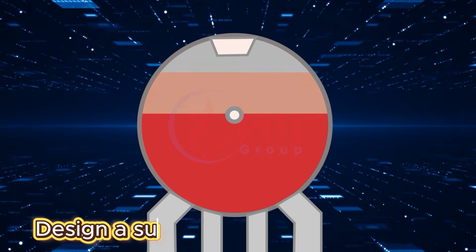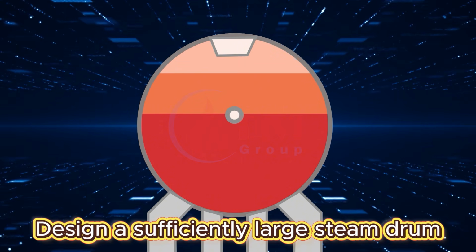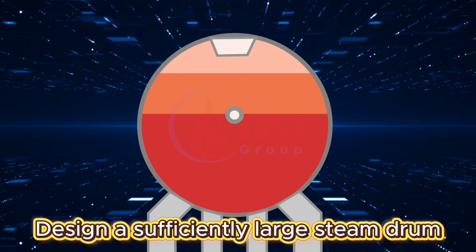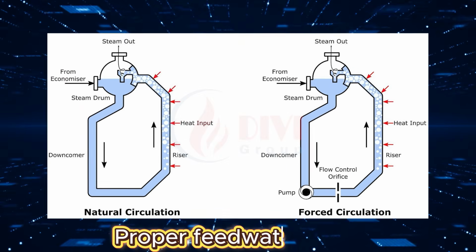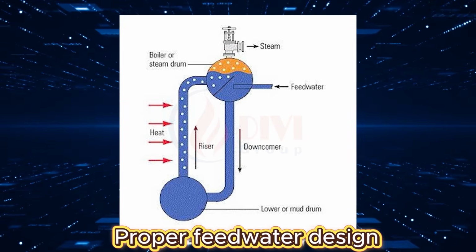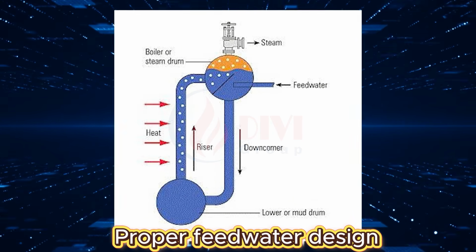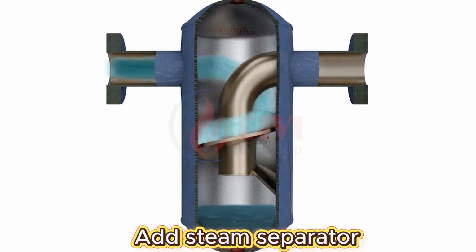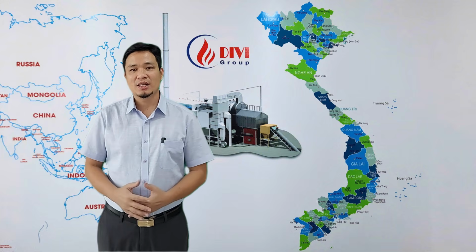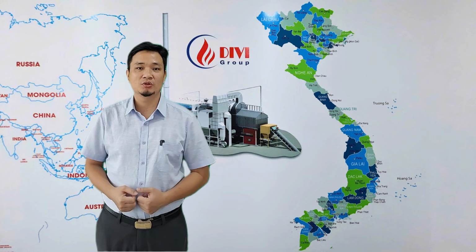Solution 1, design a sufficiently large steam drum. Ensure the drum can form all 3 distinct zones: boiling, steam water separation, and dry saturated steam. Solution 2, proper feedwater design. Make sure the feedwater does not cut across the rising steam flow, maintaining separation between water and steam. Solution 3, install a steam separator at the steam outlet. This is the easiest and most cost-effective solution, yet highly efficient in producing dry steam.